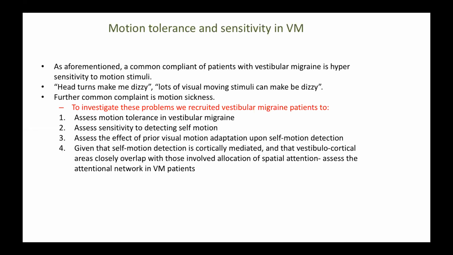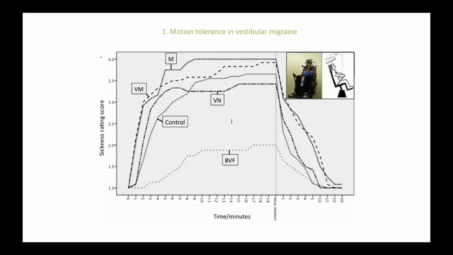To investigate some of these perceptual problems in vestibular migraineurs, we proceeded to assess motion tolerance in vestibular migraine. We also wanted to assess sensitivity in detection of self-motion and look at the effect that visual motion adaptation has upon self-motion detection. Given that self-motion detection is cortically mediated and that areas in the brain that deal with balance signals are closely related to areas that allocate spatial attention, we wanted to see whether there was a dysfunctional attentional network in patients with vestibular migraine. So we started off by looking at motion tolerance in vestibular migraine.